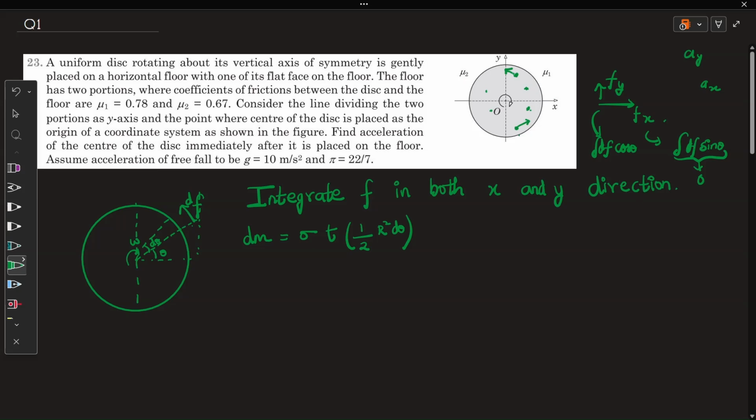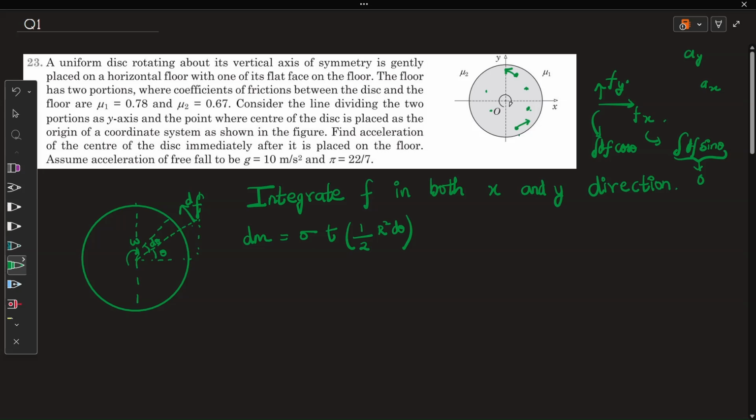Now you can think about it later: what if mu1 and mu2 are equal? The overall friction force will not generate linear acceleration. It will only generate angular acceleration. That is the conclusion we get if mu1 and mu2 are equal.